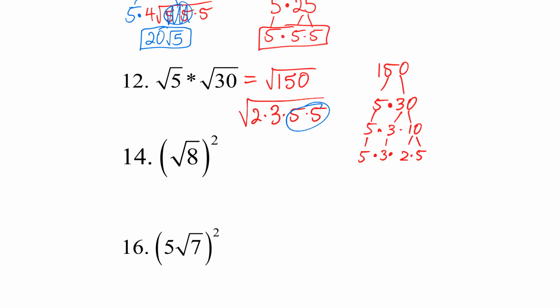So I've got one pair here. So what am I going to bring out? There's going to be a 5 on the outside. Now if you have it like this, if there's anything left on the inside, it's just like on the outside. Everything that's left just gets multiplied back together. So that's going to make 5 square root of 6.